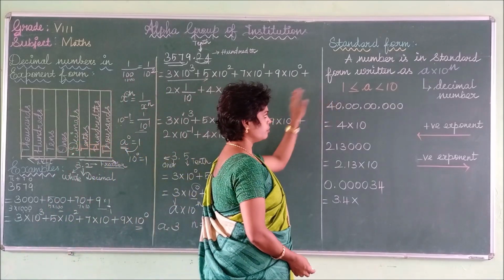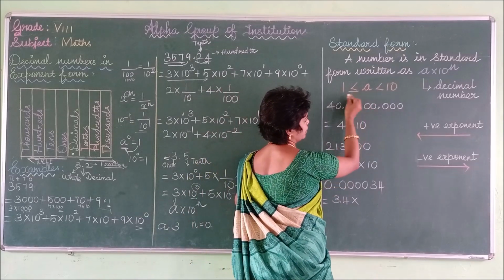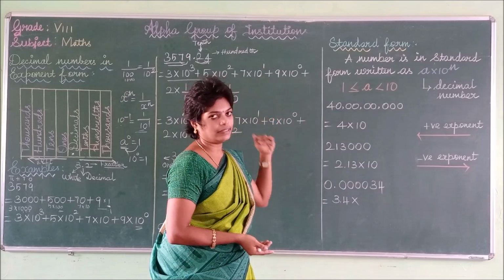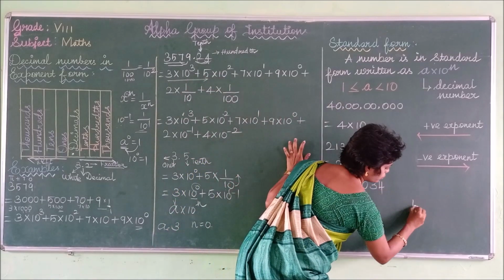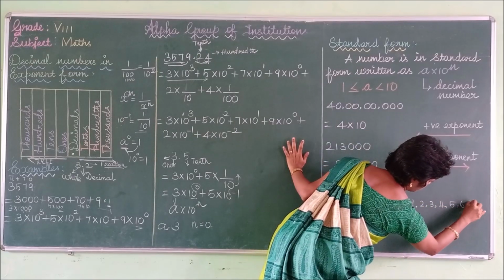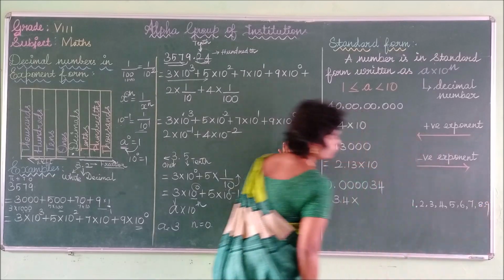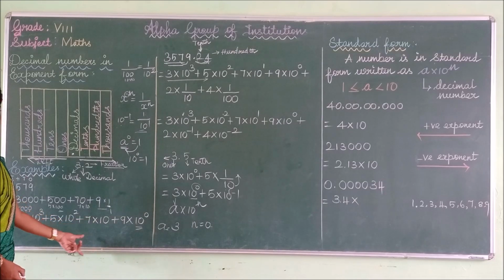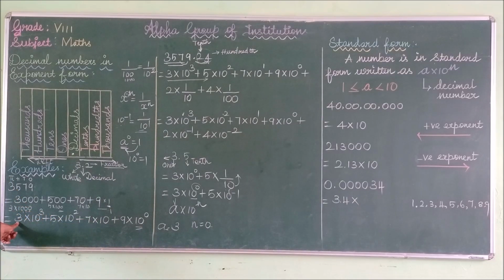So from this we can say the value of a lies between what? Greater than or equal to 1 and less than 10. So what are the values? The values are 1, 2, 3, 4, 5, 6, 7, 8, and at last 9. So check with this. All are written in exponent form only. So check what the a values are here. Here the a values are 3, 5, 7, 9. Nothing is greater than 10. This you should not look at, you have to look at this one only.